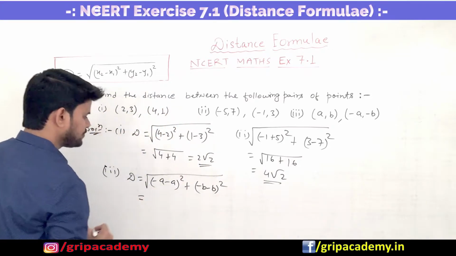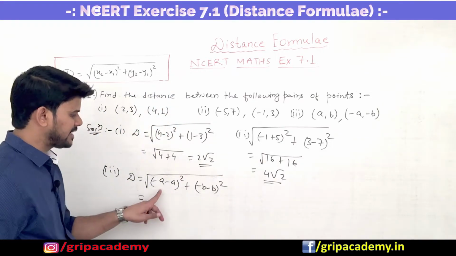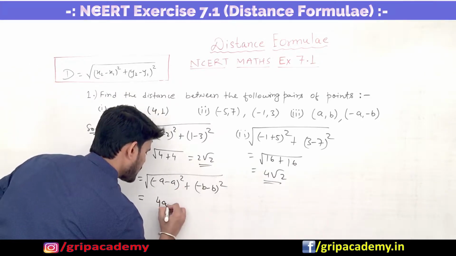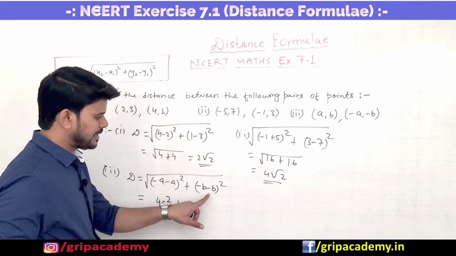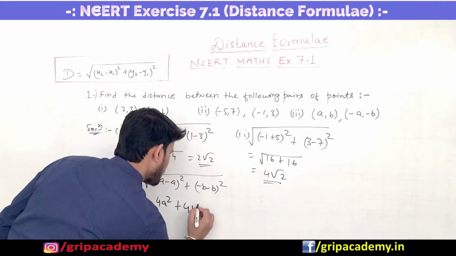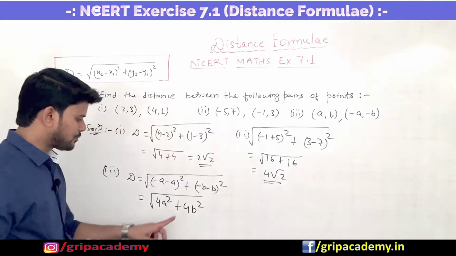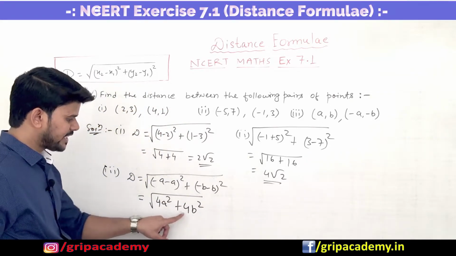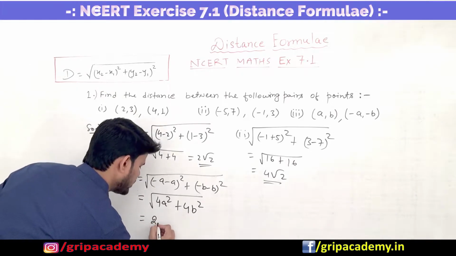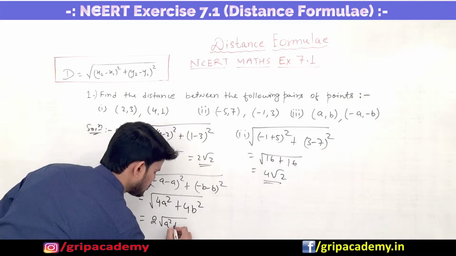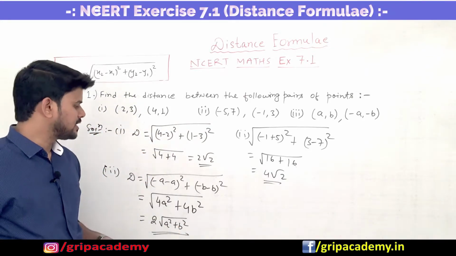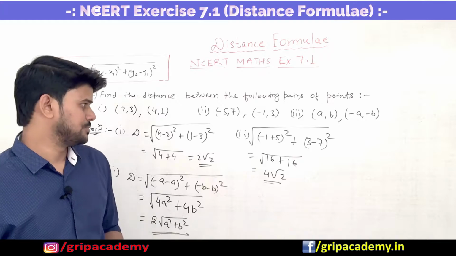So what we are getting? Minus a minus a is how much? Minus 2a. Minus 2a whole square is 4a square. Plus b minus b, how much? Here it is 0, so the second term contributes nothing. Now see here, 4 is common. So we will take common, and when 4 will come out, it will give you 2. So we will get 2 into under root of a square. That is our answer. Okay. So let's move to question number 2.